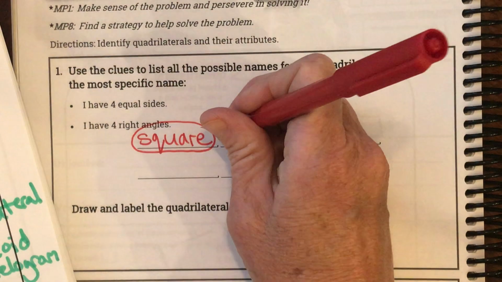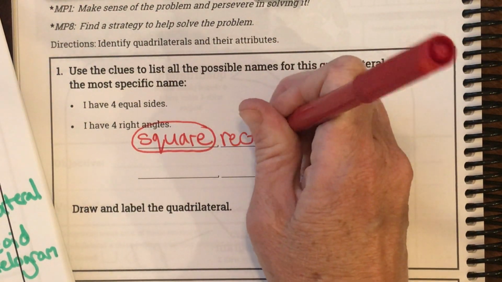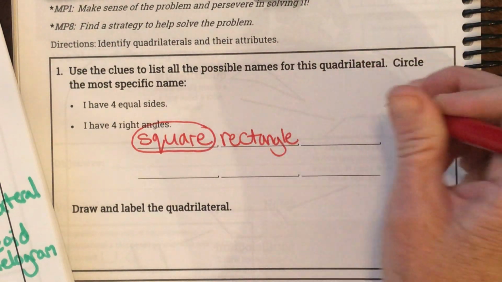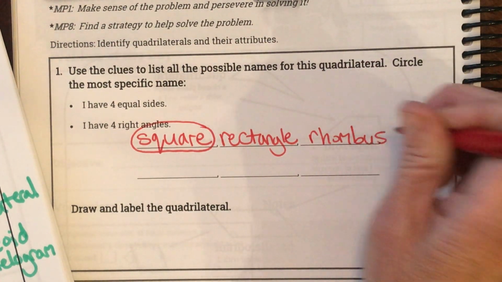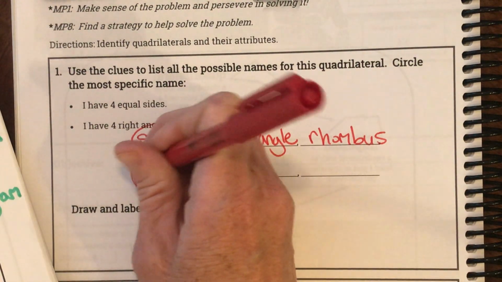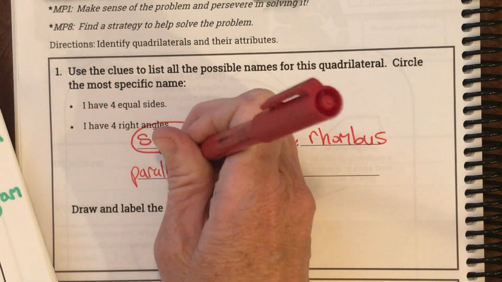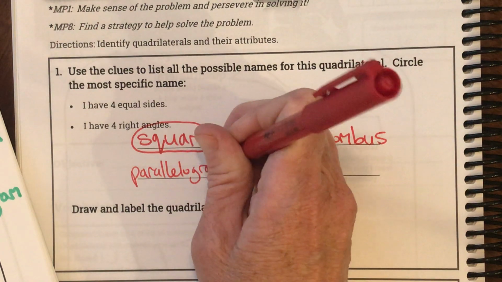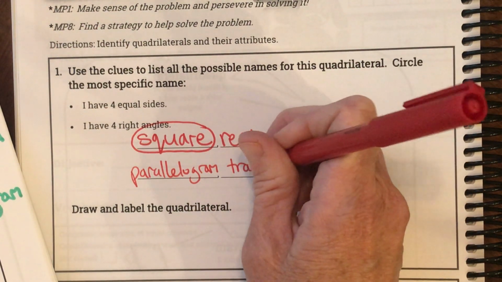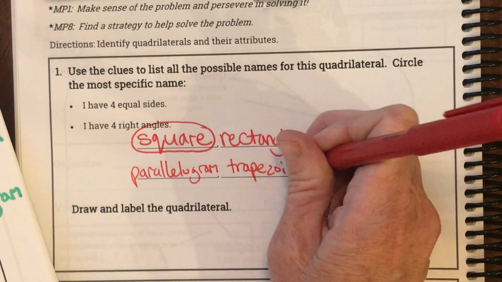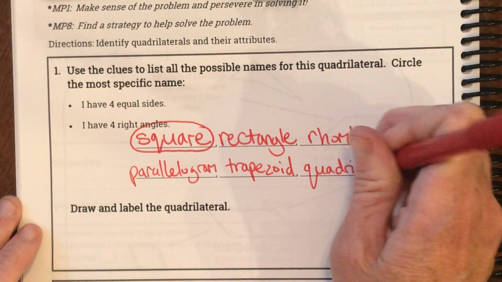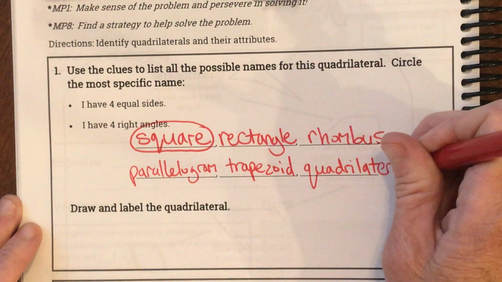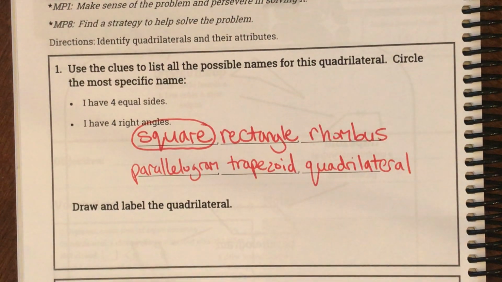A square could also be called a rectangle. It could also be called a rhombus. I'm using my notes to help me. It could also be called a parallelogram. It could also be called a trapezoid. And it could also be called a quadrilateral. Now I circled square because that's its best name.